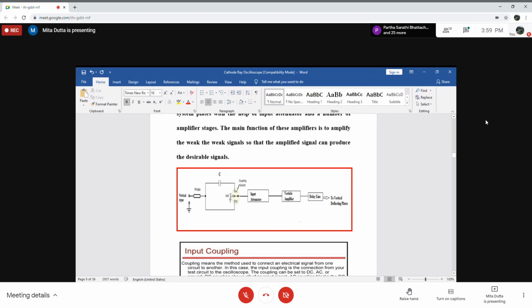And when the input coupling selector switch is connected to GND, it will make the horizontal deflection system grounded, and it will not make the vertical input terminal of the scope grounded. It will make the horizontal deflection system grounded. It is sometimes used to recenter the electron beam.